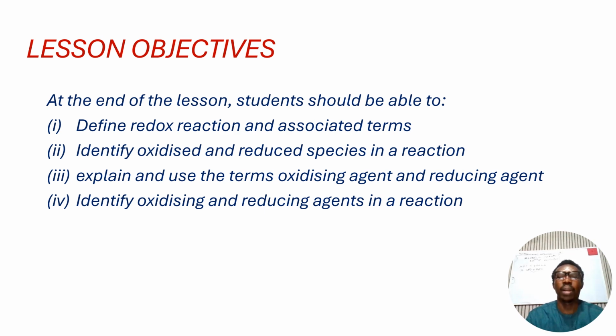In today's lecture, we'll be looking at redox reactions. Our lesson objectives for today's lecture: at the end of the lesson, students should be able to define redox reaction and associated terms, identify oxidized and reduced species in the reaction, explain and use the terms oxidizing and reducing agent, and identify oxidizing and reducing agents in a reaction. So please, I want us to listen attentively and get the best out of today's lecture.